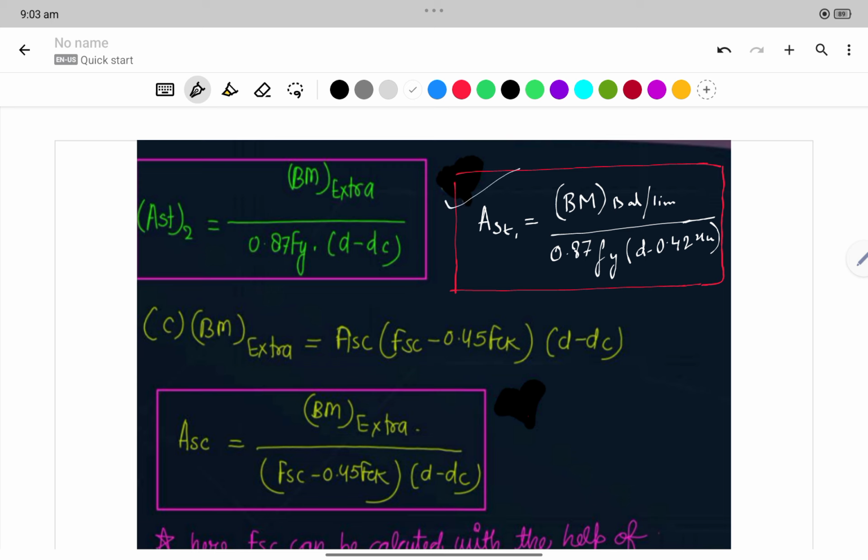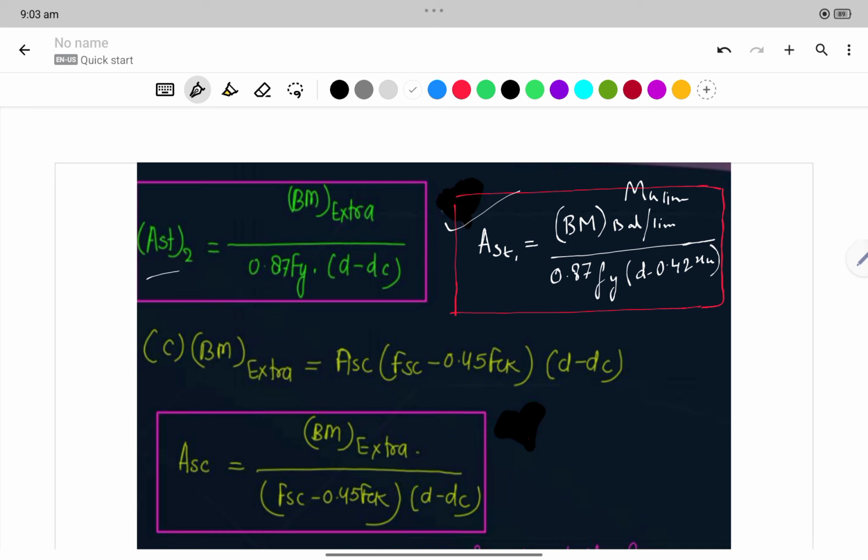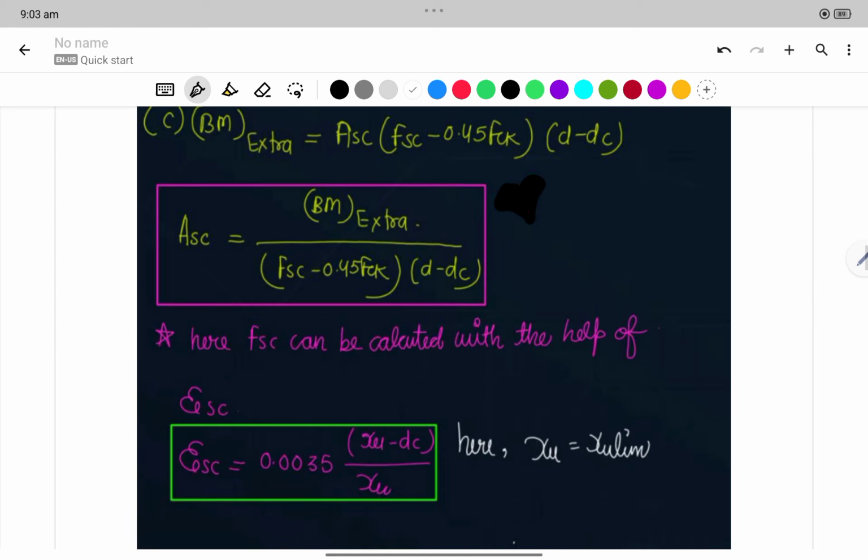AST1 is equal to the bending moment balance or limiting, Mu limiting, you can tell it as Mu limiting also, divided by 0.87 Fy (D minus 0.42 XU). So this is the AST1. AST2 you can see is coming from the moment of resistance formula. AST2 is equal to bending moment extra divided by 0.87 Fy (D minus DC), and ASC is bending moment extra divided by the moment of resistance.